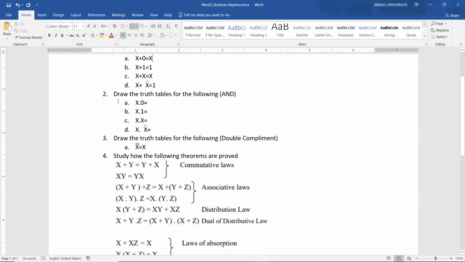Do the second one and update your document or whatever you have already posted there in the classroom because you have posted answers for this one.